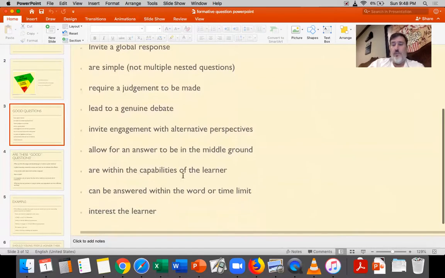It has to be answered within the word or time limit. You can't ask a question that's going to take a 15,000 word exposition. You have to be able to answer this in under 2,000 words. That simple. And quite frankly, it must interest you. You're going to spend a lot of time with this topic. If you choose one because you think it's easy, none of them are easy. But if you choose one because you think it's easy, you're going to be miserable throughout the entire process. Not that you're going to enjoy it necessarily, even if you pick a topic that you are fond of, but it needs to interest you, okay?